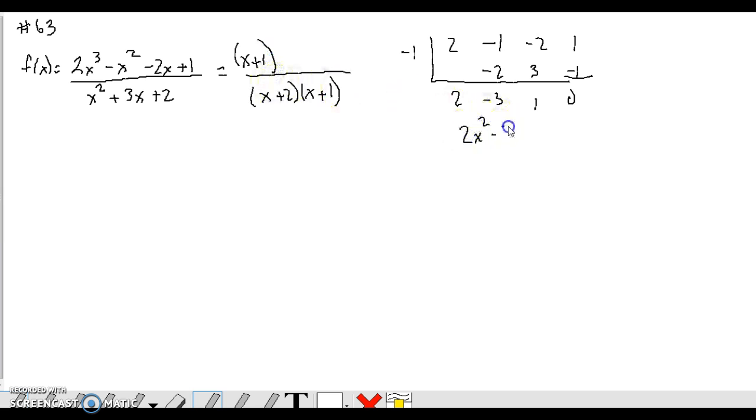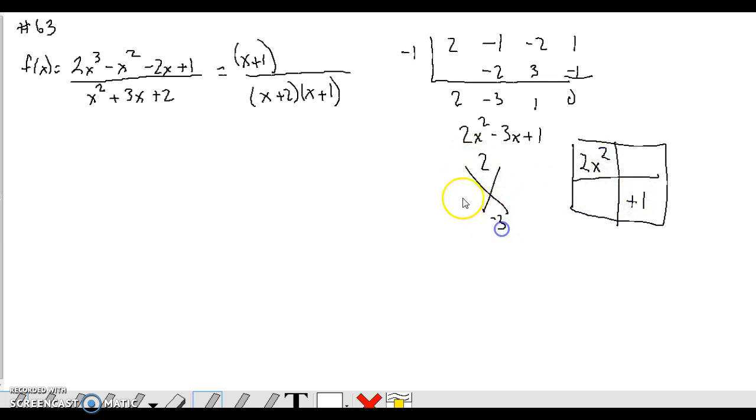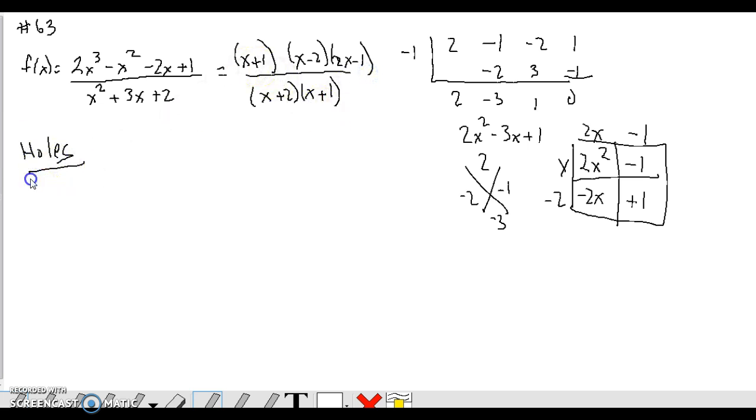And then I have 2x squared minus 3x plus 1. If we factor that real fast, what two numbers multiply to 2 and add to negative 3? So negative 2, negative 1. So this will be negative 2x, negative 1. So let's go 2x and x, minus 1, minus 2. So this will be x minus 2 and 2x minus 1. Alright, so holes, we have it at negative 1. So that's going to go away, that's going to go away. So we have x minus 2 times 2x minus 1 all over x plus 2.